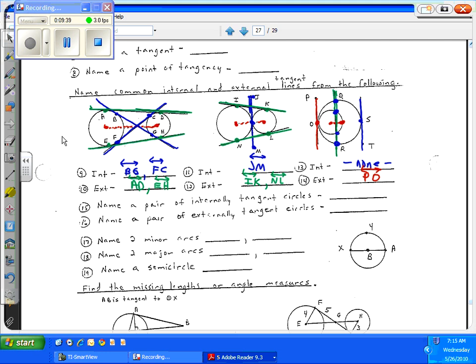Number 15 says name a pair of internally tangent circles. Tangent circles are circles that are tangent to the same line at the same point. They have to be coplanar. Well, if we look at the second picture, the two circles there, the big circle and the little circle are both tangent to the blue line at the point in the middle. So those are tangent circles.